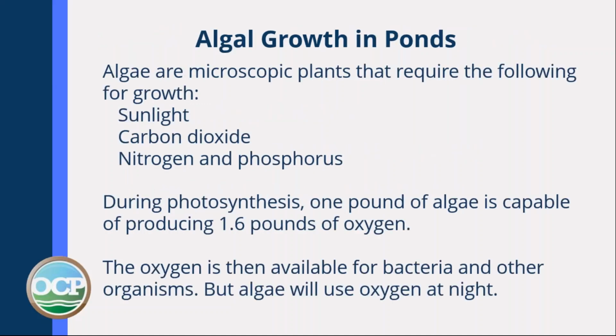Algae growth. Algae are microscopic plants that require the following for growth: sunlight, carbon dioxide, nitrogen, and phosphorus. During photosynthesis, 1 pound of algae is capable of producing 1.6 pounds of oxygen. The oxygen is then available for bacteria and other organisms, but algae will use that oxygen at night.